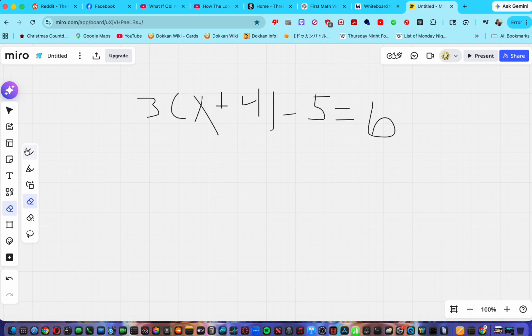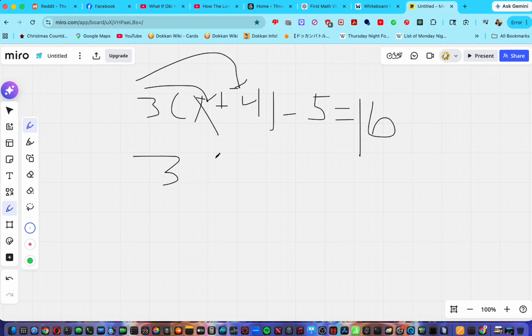Now, we get back to the original thing we had here. So what we need to do is distribute on both sides to get 3x plus 12 minus 5 equals 16. Now what we can do is 12 minus 5: 11, 10, 9, 8, 7.